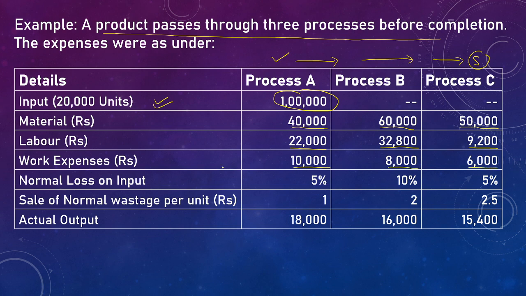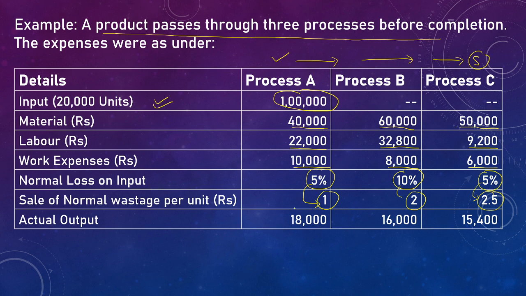Now the next one is normal loss on input. This normal loss is 5% of input in process A, which is sold in the market at the price of rupees 1 per unit. In process B, the normal loss is 10% of input, which is sold in the market at the price of rupees 2 per unit. And in process C, the normal loss is 5% of input, which is sold in the market at the price of 2.5 per unit.